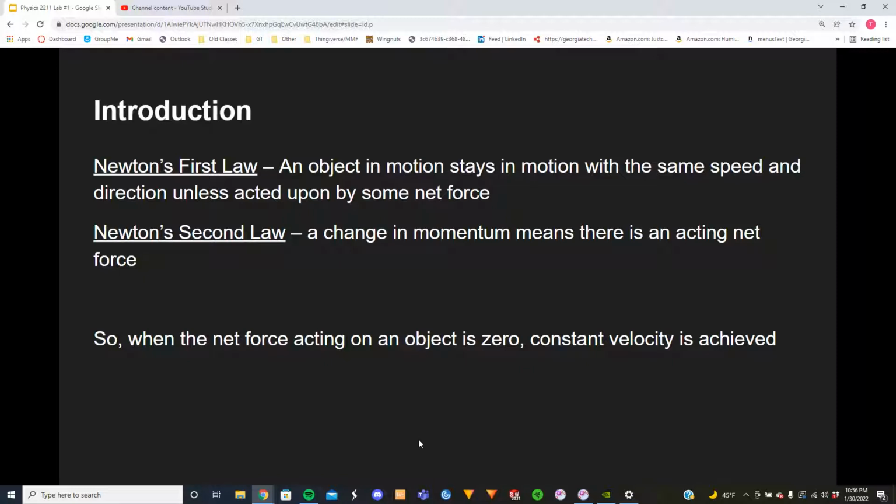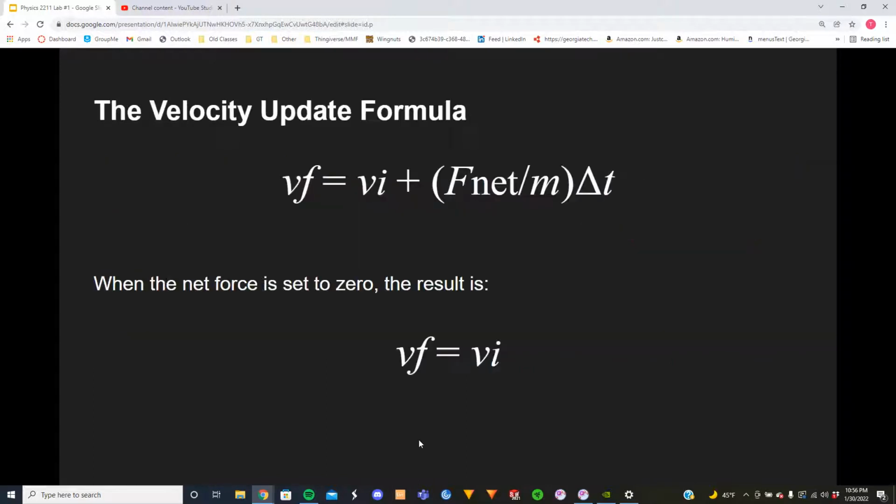The first being Newton's first law, which states that an object in motion stays in motion with the same speed and direction unless acted upon by some net force. The second law implies that a change in momentum means that there is an acting net force. So what we can gather is that the net force acting on an object is zero, and when this happens, constant velocity is then achieved.